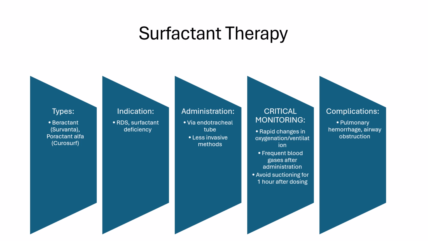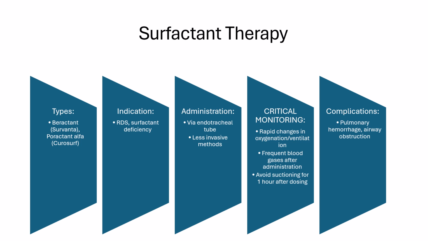Surfactant therapy is essential knowledge for the exam. The two main types you'll need to know are beractant (Survanta) and poractant alfa (Curosurf), both used for treating respiratory distress syndrome in preterm infants. Administration is via the endotracheal tube, and the critical monitoring afterward involves watching for rapid changes in oxygenation and ventilation requirements. You'll need frequent blood gases after administration, as lung compliance can improve dramatically and quickly.